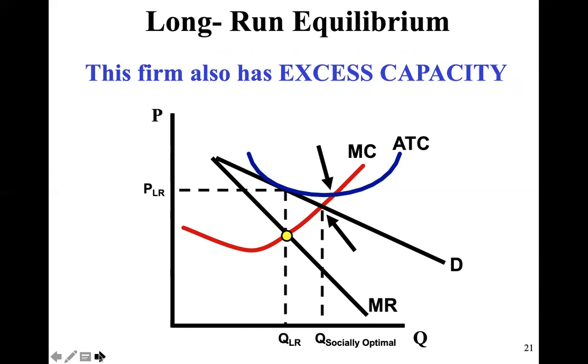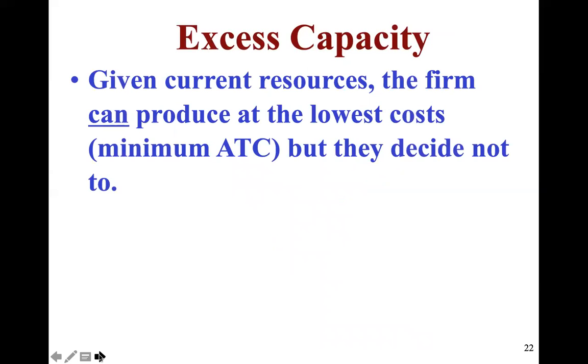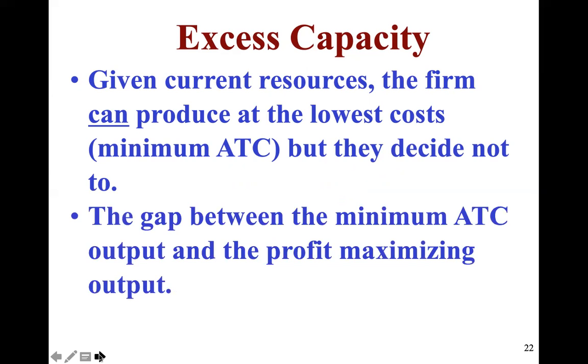Okay. Finally, let's talk about this new term called excess capacity. So this firm also has something called excess capacity. What is excess capacity? It means that given the current resources, the firm could produce at its lowest cost, but they decide not to. Our lowest cost would be if we produce at a quantity where we're at our minimum ATC. And that's not what we're doing. So we can actually quantify the excess capacity of any given firm. And that's going to be the quantity gap or the output gap between where our minimum ATC is and our profit maximizing output. Okay. And I'll show you on the graph in a second, but we can actually see that monopolistically competitive firms have excess capacity. And it's the difference between our minimum ATC and our profit maximizing quantity.